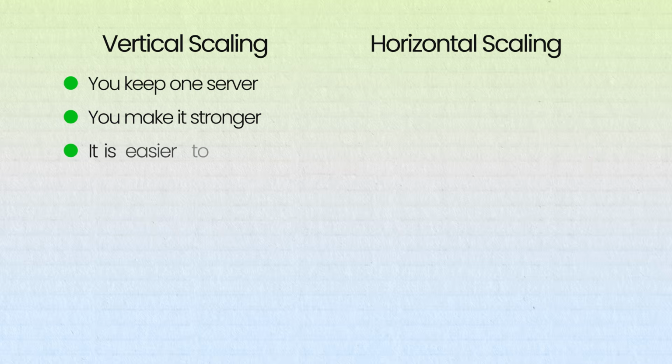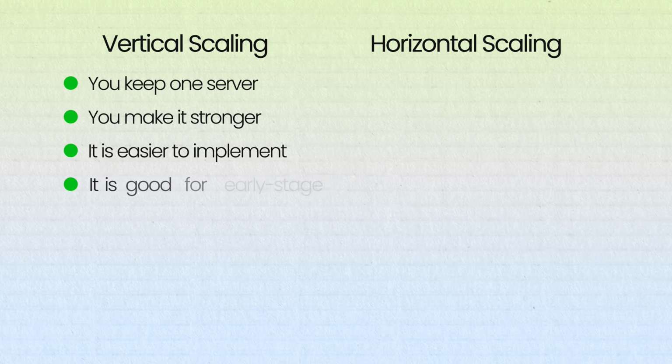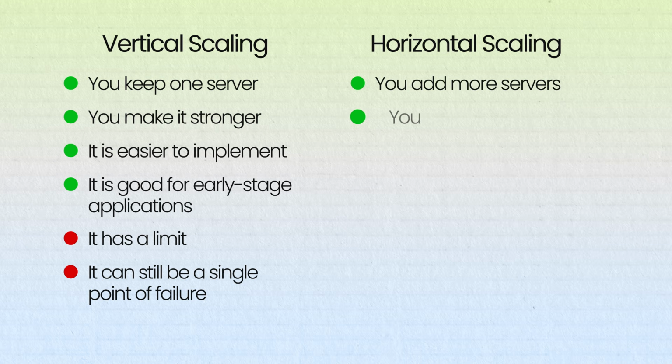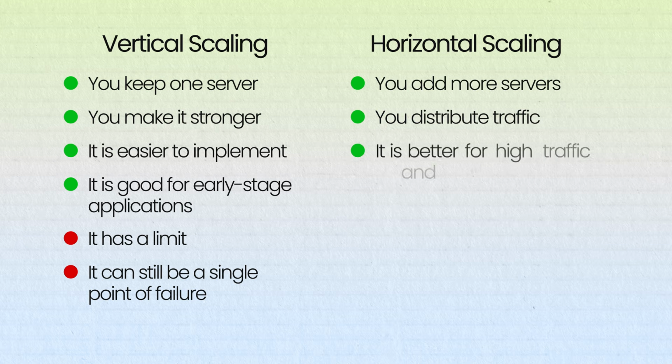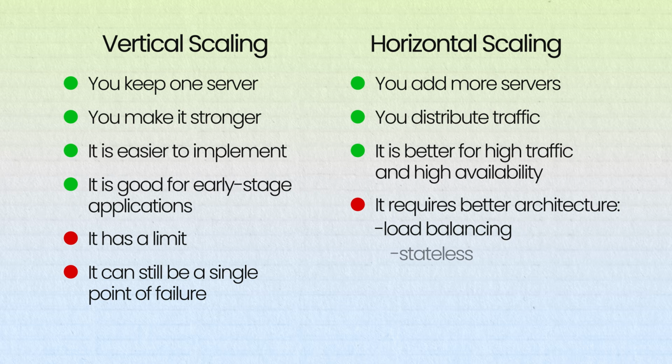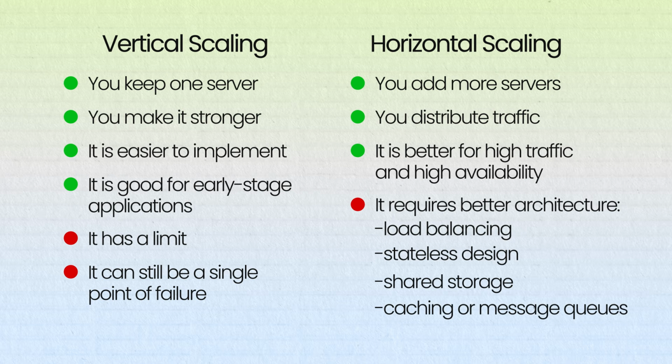Here is the clean differences between horizontal scaling and vertical scaling. Vertical scaling means you keep one server, you make it stronger, it's easier to implement, and it's good for early stage application. But it has a limit. It can still be a single point of failure. Horizontal scaling means you add more servers, you distribute the traffic. It's better for high traffic and high availability, but it requires better architecture. You need load balancing, stateless design, shared storage, and sometimes caching or messaging queues.